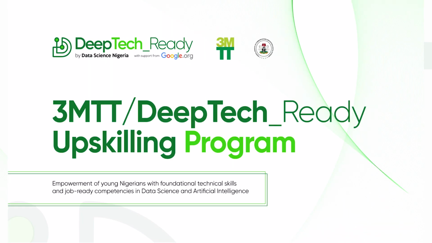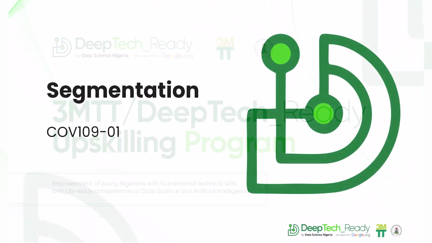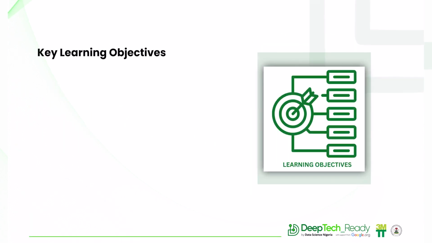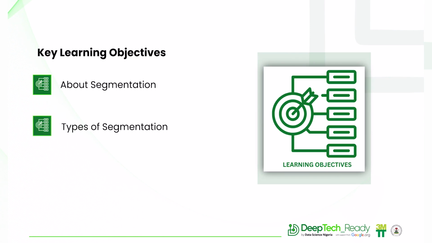Welcome back to class. In today's class, we're going to be looking at the topic of segmentation. What are the different things we are going to be looking at? First, we are going to examine what exactly segmentation is. Then we are going to move on to the different types of segmentation that we should be aware of as computer vision engineers or enthusiasts.